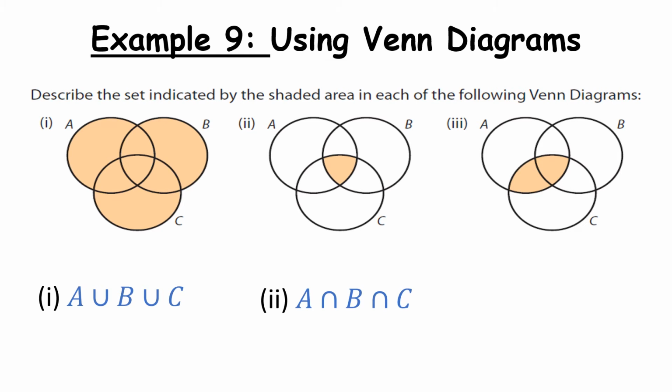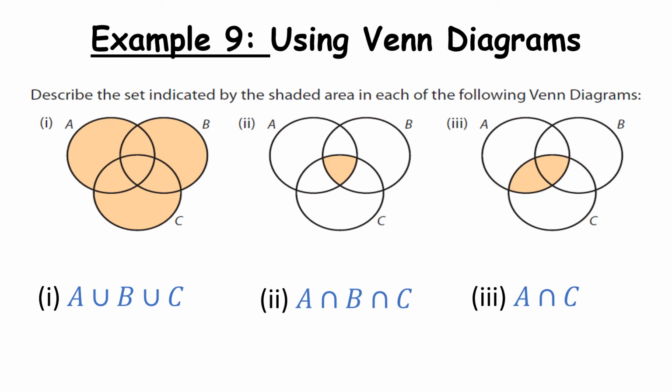In part 3, if you ignore the circle B, so imagine that set B wasn't there, that's simply the intersection between A and C. So the answer is A intersection C. Now these are all commutative, which means we can write them in whatever order you like.